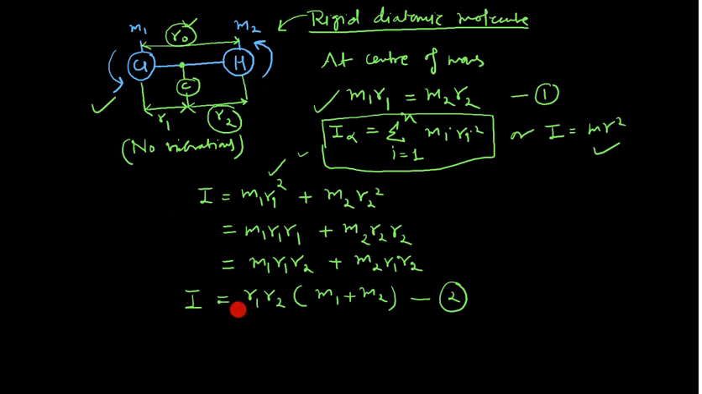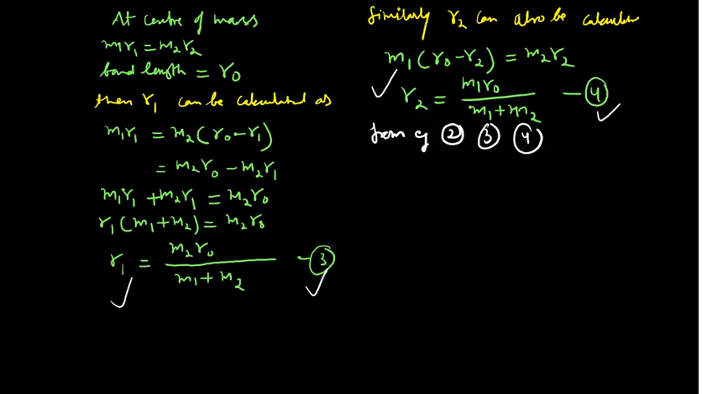I equals to R1 R2 M1 plus M2. So simply you will put the value of the R1, which is M2 R0 divided by M1 plus M2. Then you will put this particular value, which is nothing but M1 into R0 divided by M1 plus M2, and then you will solve the expression. Okay. So here in that case you will have this kind of situation.